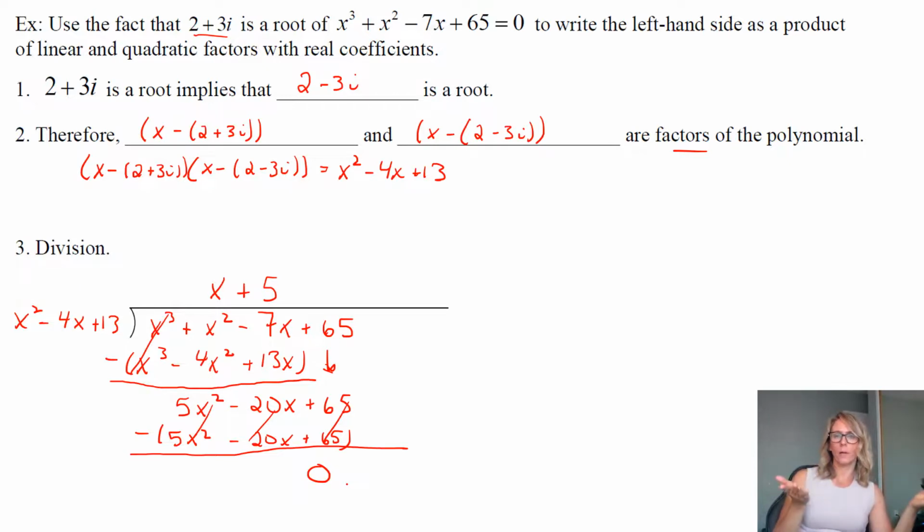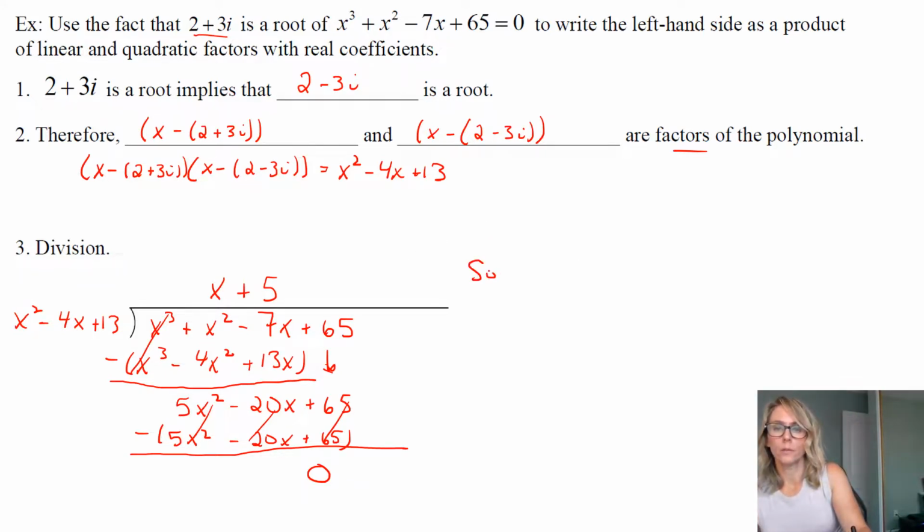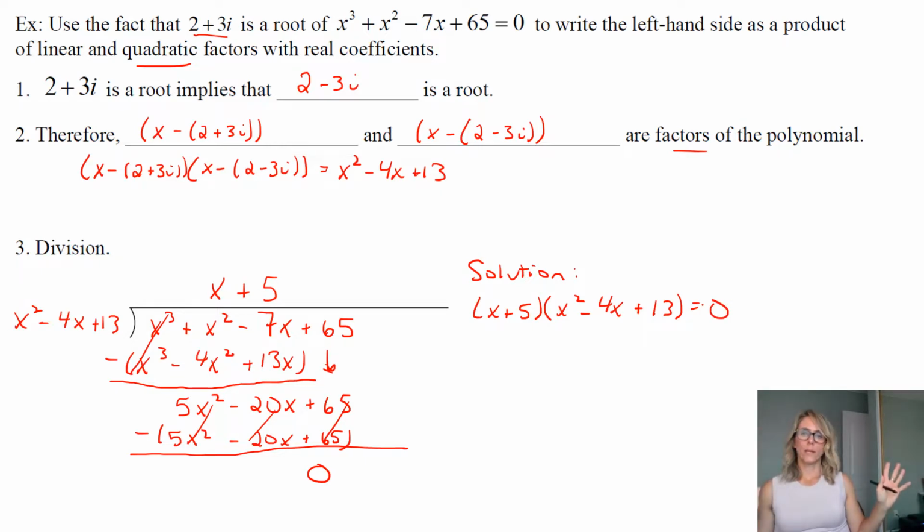Let's look back at our question. Write the left-hand side as a product of linear and quadratic factors with real coefficients. So I'm going to put my answer here, which is we have one factor of x plus 5, and then we have our quadratic factor of x squared minus 4x plus 13, because it says we can leave an answer as quadratic factors. I can leave this quadratic because these are all real coefficients. That's all we're being asked to do.